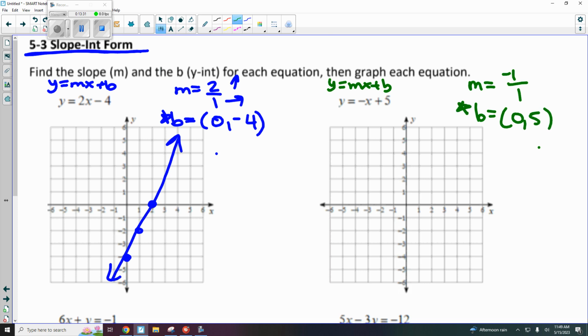Once again, we begin with b, so go to the origin, then up 5. Then our slope tells us, because it's negative, to go down 1, right 1. So down 1, right 1, down 1, right 1. Take a straight edge, make a nice long line across your graph paper, arrows on each end.